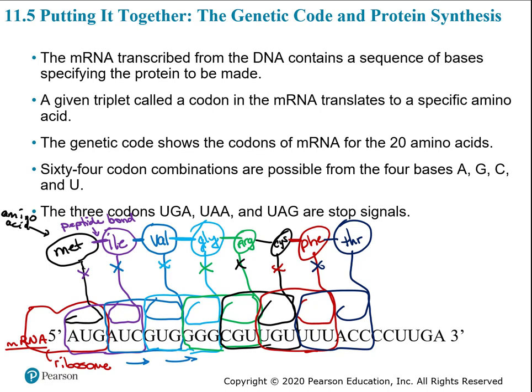2 more rounds. So we go down 3. And we have CCU. CCU stands for what? Proline. PRO. These get linked. This gets broken. Now we're at the end. UGA. When the ribosome slides down, it comes into a problem. Because UGA, when you look at this, what does this stand for?